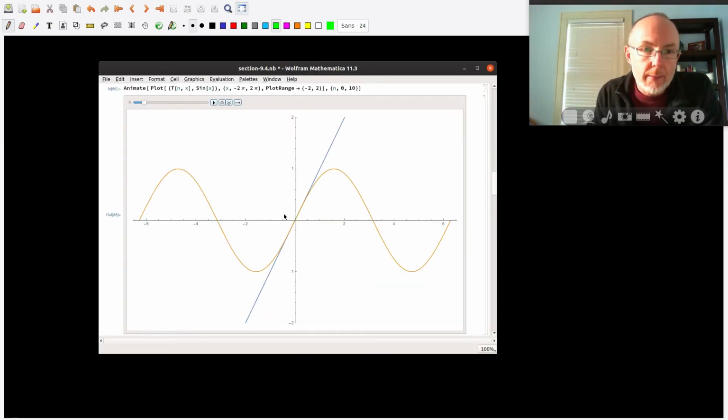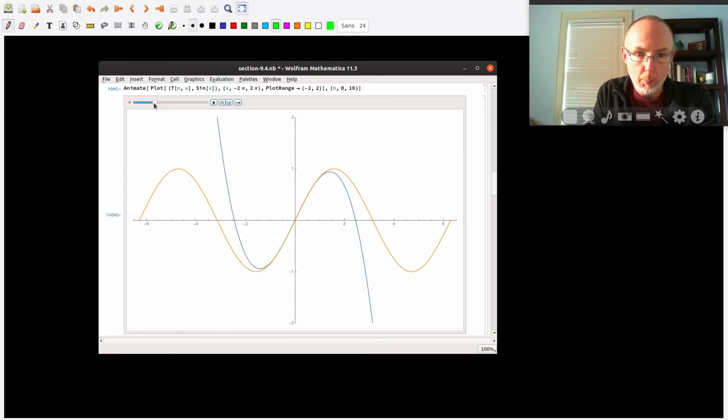All right, so this is a little animation, and it shows us the sine function there in that burnt orange color. And you can see the first degree Taylor polynomial is there. That first Taylor polynomial is just the line y equals x. We can see the slope is 1 at the origin, like it is for sine. And then the third degree Taylor polynomial looks like this. And then we add the fifth degree polynomial, and it looks like that. And then the seventh degree polynomial looks like that.